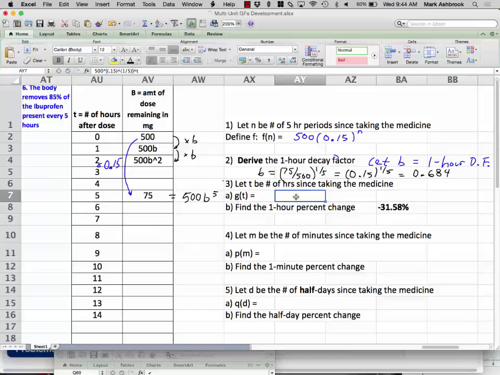Who's got the function g of t? 500 times 0.15 to the 1/5, and all that to the power of t. Nice. So the 1 hour growth factor is the 0.15 to the 1/5, and then after t hours, it'll be to the t power. You'll multiply by that t times.